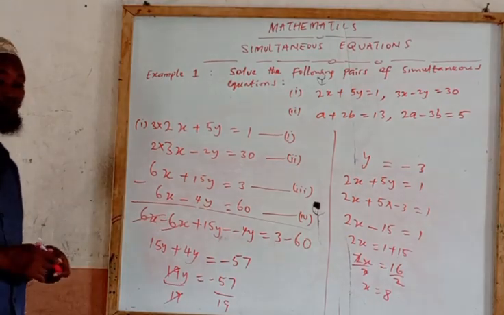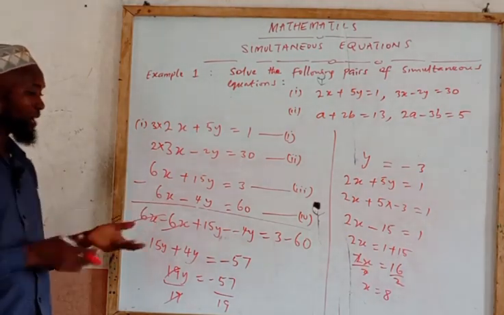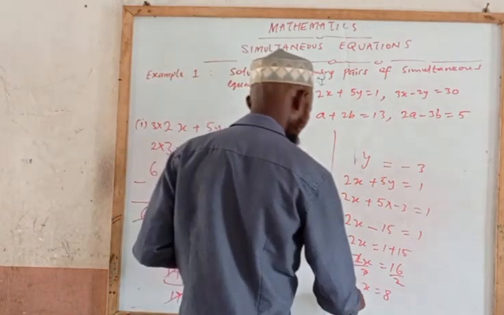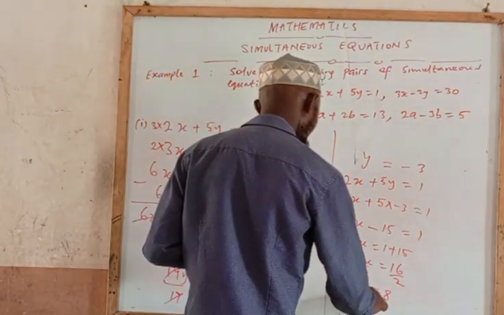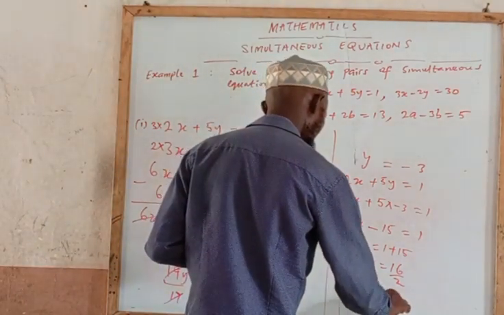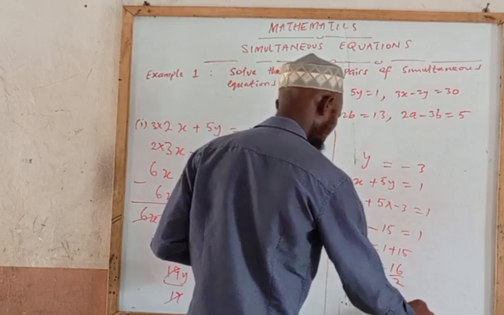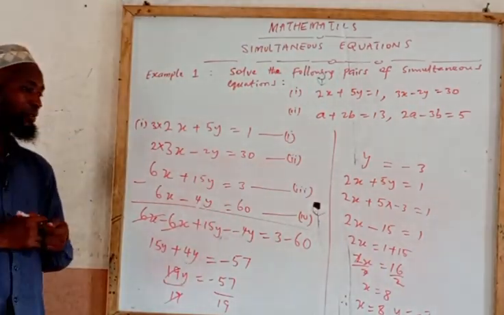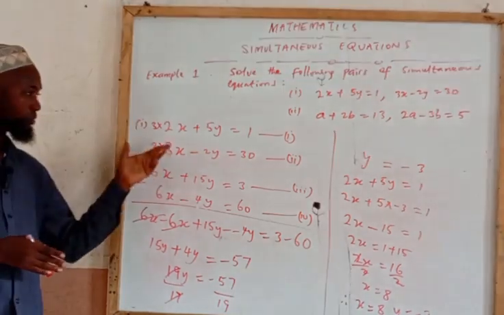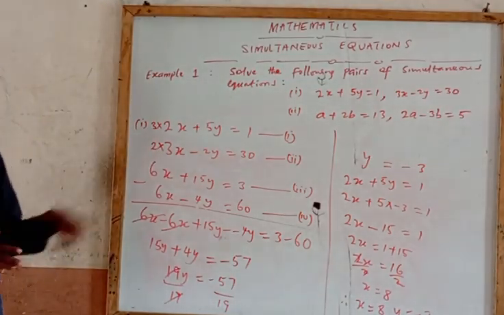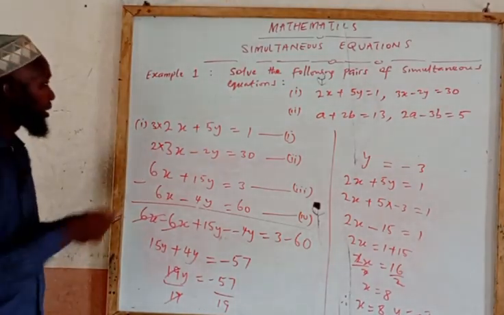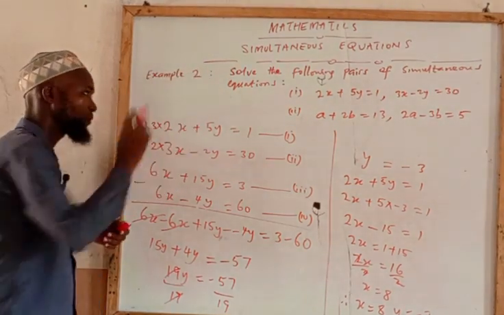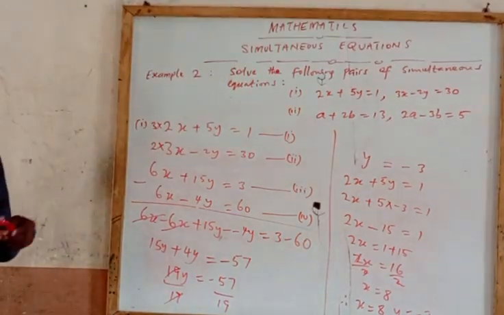But I also want to summarize the whole solution on the board. I can summarize it now by saying that therefore x is equal to 8 and y is equal to minus 3. This gives the complete solution to our fourth example, or under example 2, fourth question, but first question under example 2.